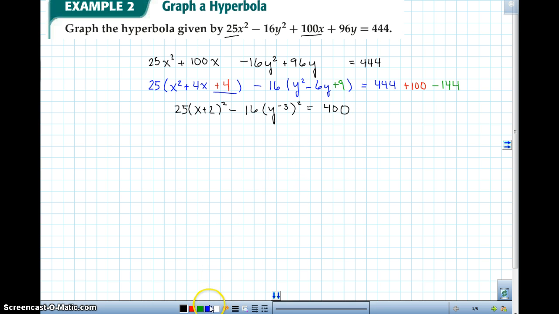Okay, so big numbers, but watch what happens here. We're going to set this equal to 1, so we divide everything by 400. This should seem pretty familiar. It's kind of the same process that you do with putting ellipses into standard form.